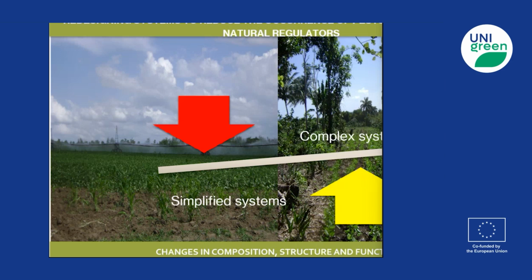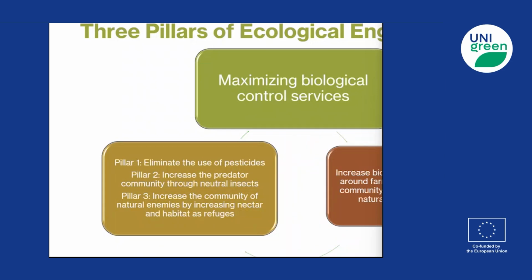So we need to think. I have a chapter in one book of Professor Bradley. It's called Ecological Engineering. So we need to think what we are going to do, the redesign, like the engineers are doing, and this is more like what we need to do with farmers, to think how we are going to do this redesign. And there are three pillars.